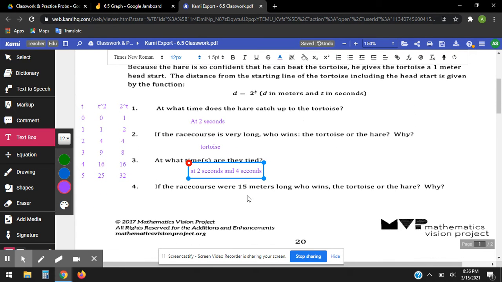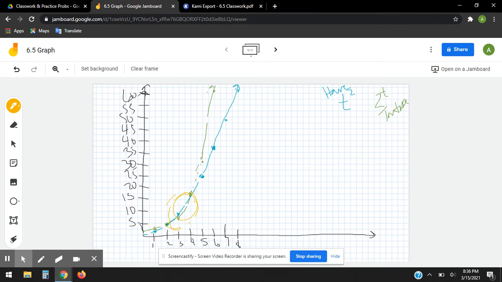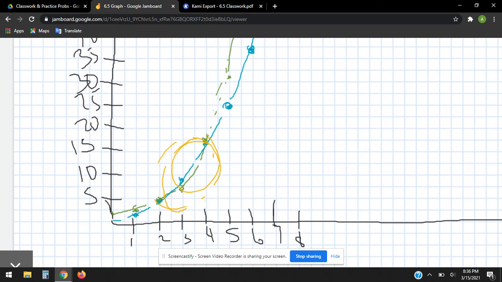All right, if the race course were 15 meters long, who would win? Well, let's look back at our graph. If I can zoom in a little bit, oh, look at that. So if it's 15 meters, look at right here, you can see that the hare actually gets there slightly before the tortoise. They're both at 16 at 4 seconds, but between 3 and 4, the hare is actually going faster.